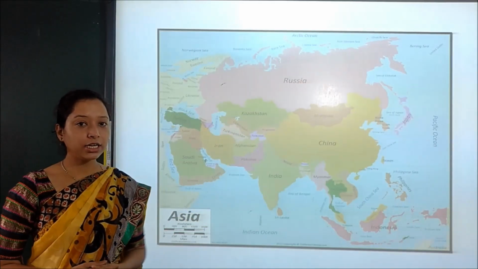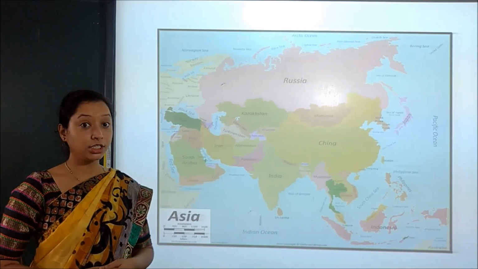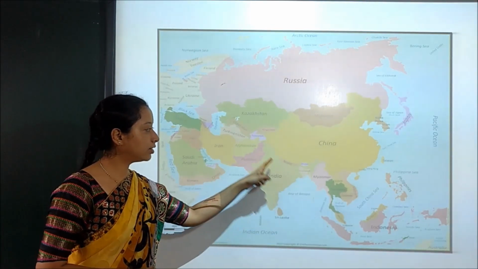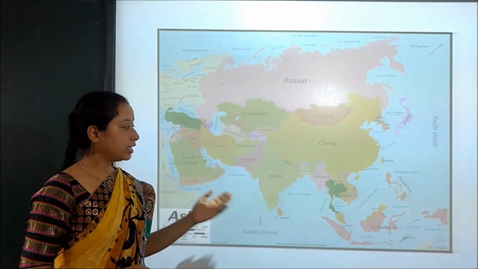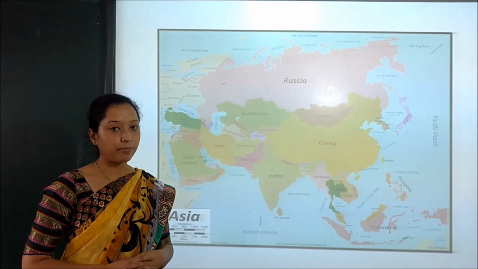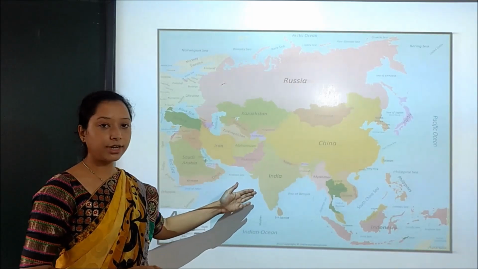Now, can you find India over here? This is the map of Asia, a continent. Yes, here you can see here is India. India is located on the south of Asia. So here is a country, India.